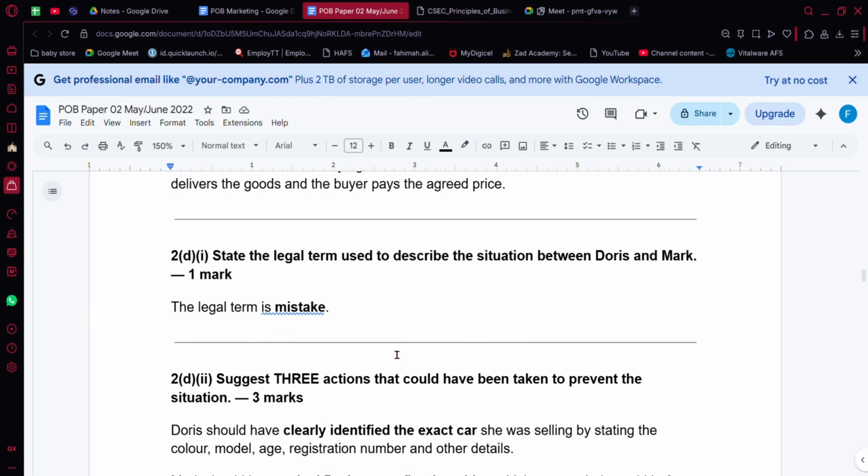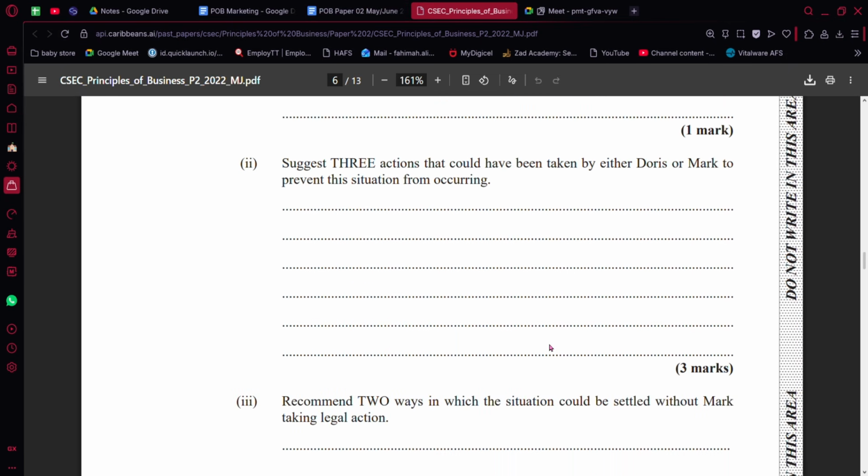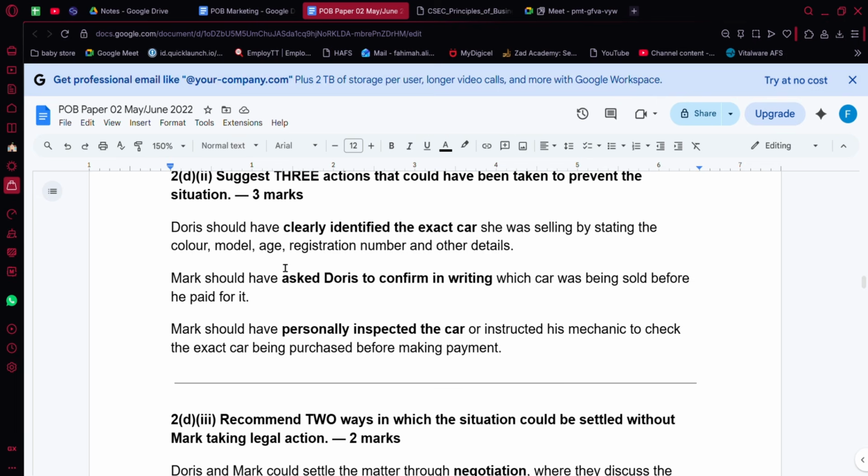The legal term we have is mistake. Suggest 3 actions that could have been taken by Doris or Mark to prevent this situation from occurring. Doris should have clearly identified the exact car she was selling by stating the color, model, age, registration number, and other details. Mark should have asked Doris to confirm in writing which car was being sold before he paid for it. And Mark should have personally inspected the car or instructed his mechanic to check the exact car being purchased before making the payments.